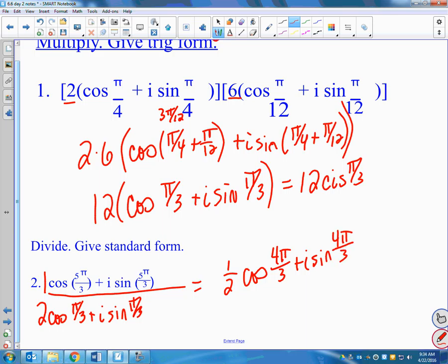And again, leave it in trig form means you can leave it like that. Or if you like the shortened version, don't even write this, right? If you're going to use the shortened version, the idea is it saves you time. So you could just write CIS, and you could subtract, and just write 4 pi 3. Both of those are fine.